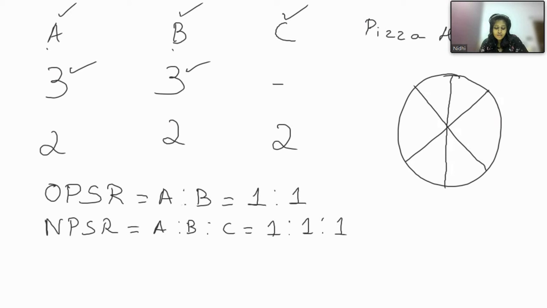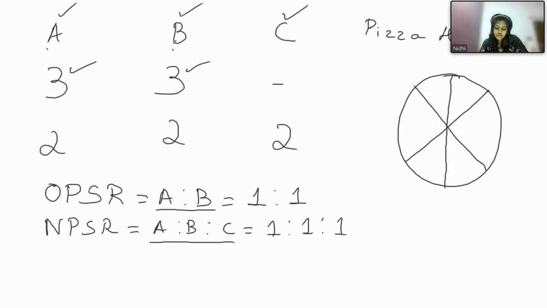So earlier in the old profit sharing ratio, it was only A is to B, but the new profit sharing ratio is A is to B is to C. So what is new profit sharing ratio? A is to B is to C. That is when we call it new profit sharing ratio, because we are including the new partner's share as well. If you don't include the new partner's share, then it is not called new profit sharing ratio. So when do we call it new profit sharing ratio? When we include the new partner's share.